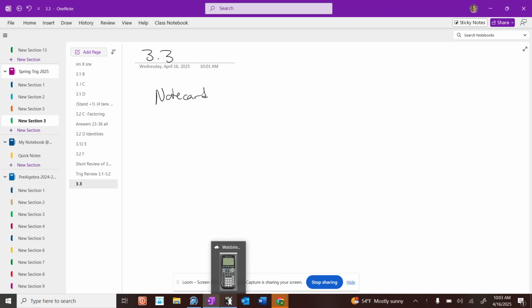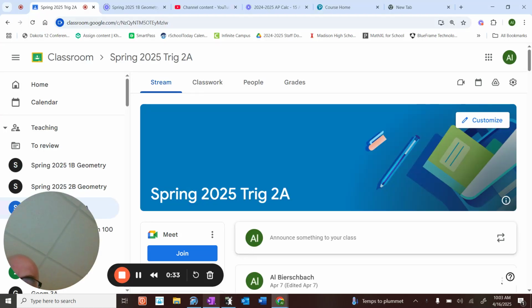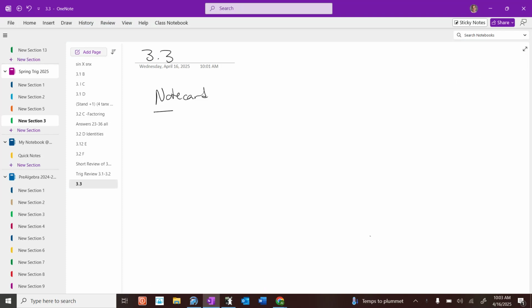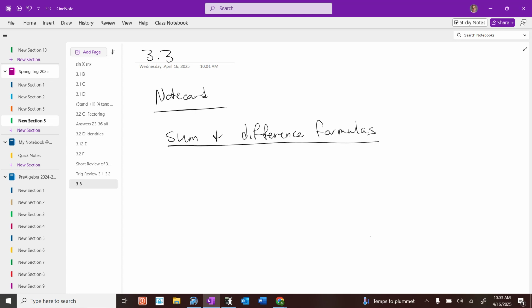Okay. Yeah. Well, like I said, I'll figure it out by the end what we're doing. Okay, note card. Here we go. We are going to call these sum and difference formulas. So title of section, sum and difference formulas.